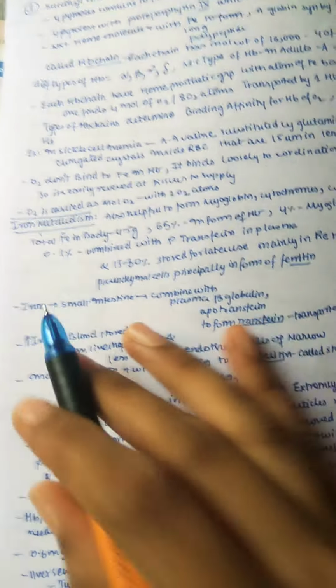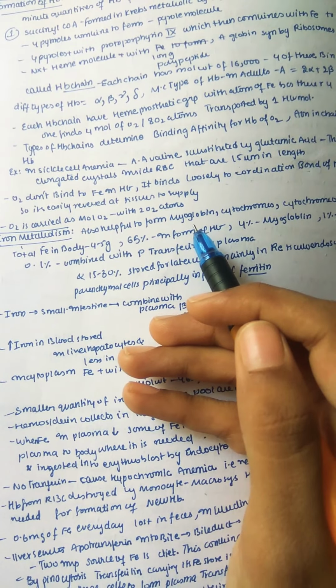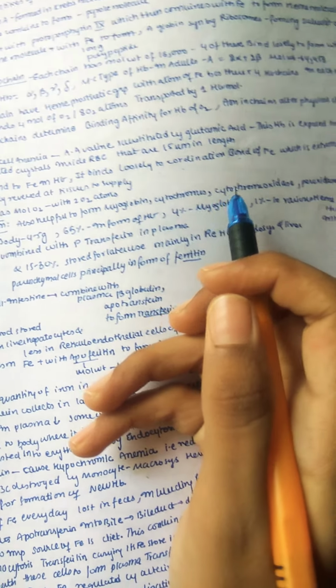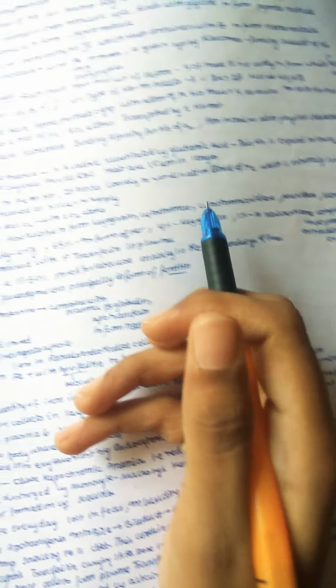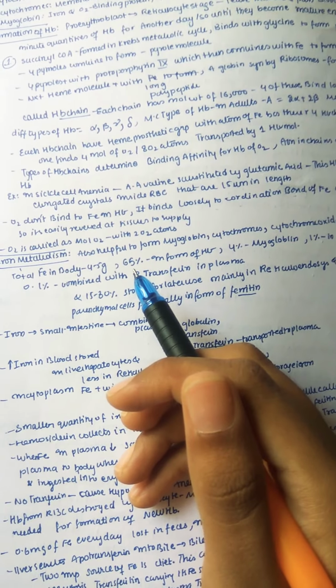So now we'll move on to iron metabolism. Iron is also helpful mainly to form the myoglobin of muscles, cytochromes, cytochrome oxidase, peroxidase, catalase. All these, as we have just seen, are present in the respiratory electron transport chain of our mitochondria.